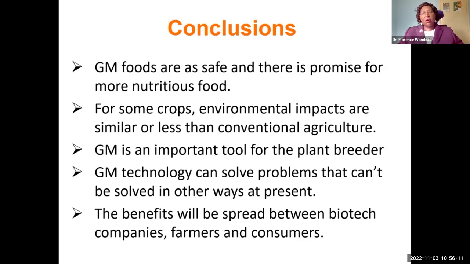It's not just used for the sake of being used. It is to help do something that breeders are not able to achieve through traditional breeding. So it's an added tool in the toolbox. Our work on sorghum could not be done by breeding. And I'm saying that from knowledge.